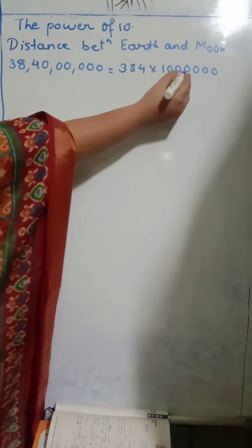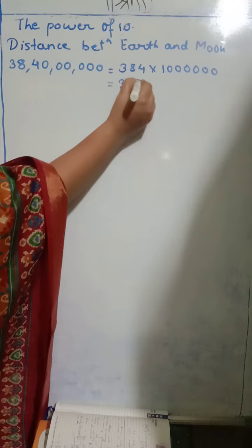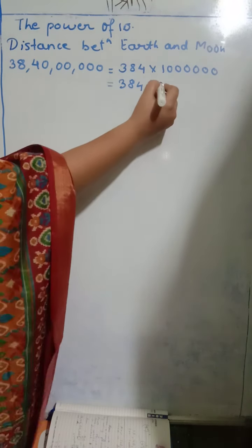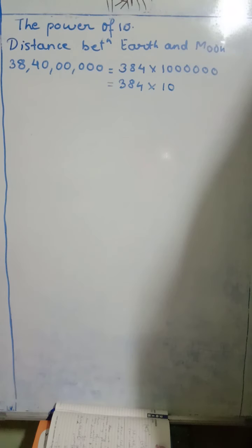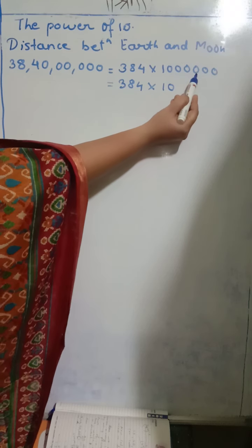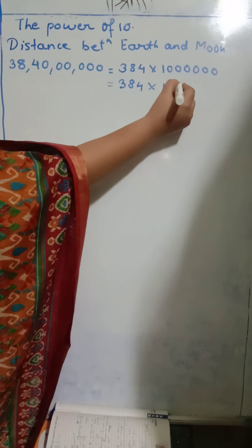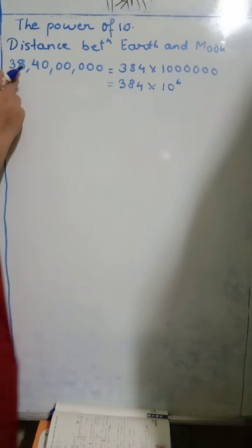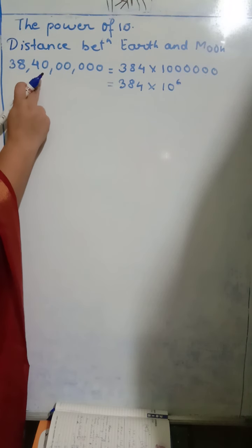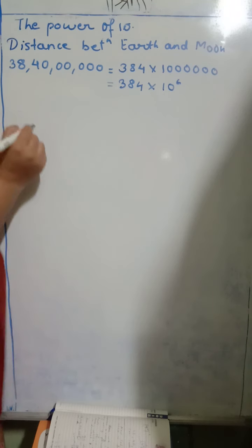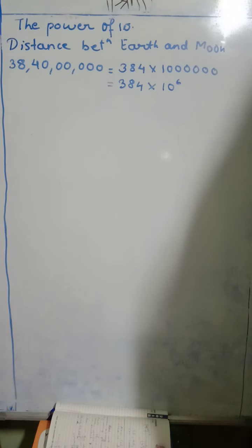Now I will show how to write this 10 lakh in power of 10. Power of 10, so our base should be 10. Now after 1, how many zeros are there? 1, 2, 3, 4, 5, 6. So it will be 10 raised to 6. Did you understand? So this 38 crore 40 lakh can be written as a little smaller number, that is 384 into 10 raised to 6.